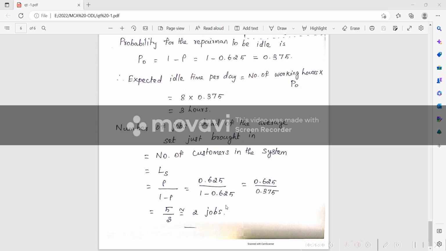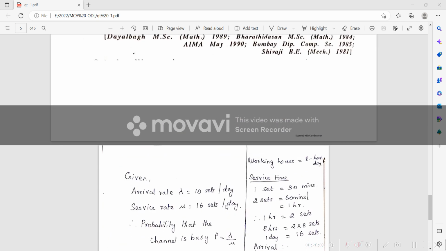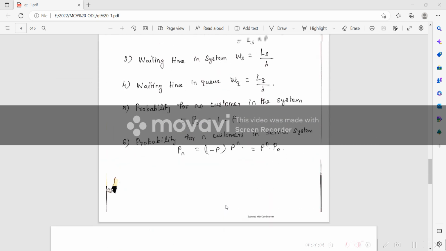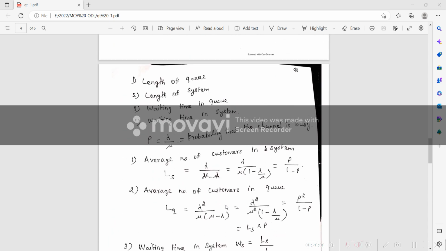So this is the basic model in queuing theory. One by one we can solve more problems under this category.